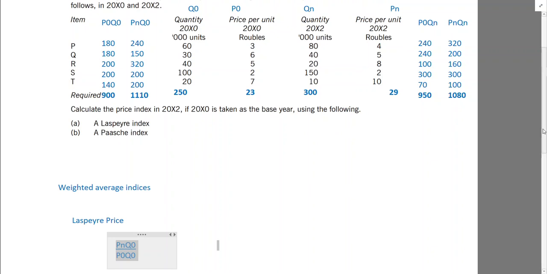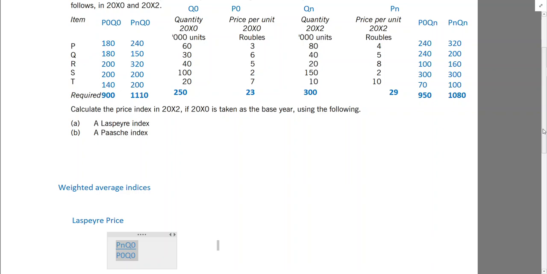We have Paasche index and Laspeyres index. In price index, we look at the change in price. In quantity index, we look at the change in quantity. But in Laspeyres and Paasche index, we look at the change in price, but we look at it in terms of the quantity consumed as well.